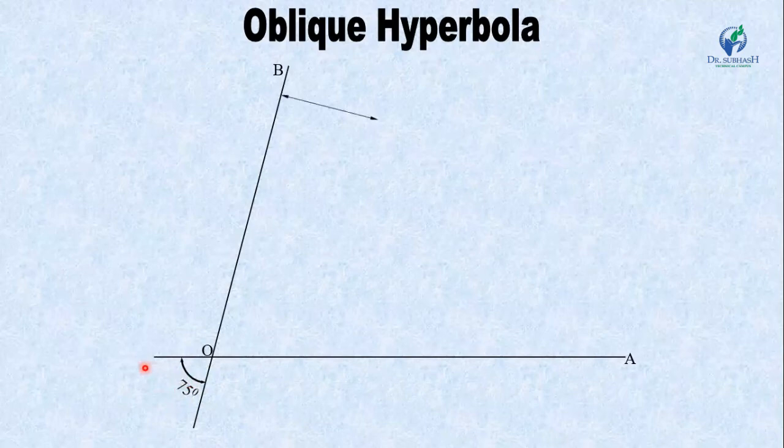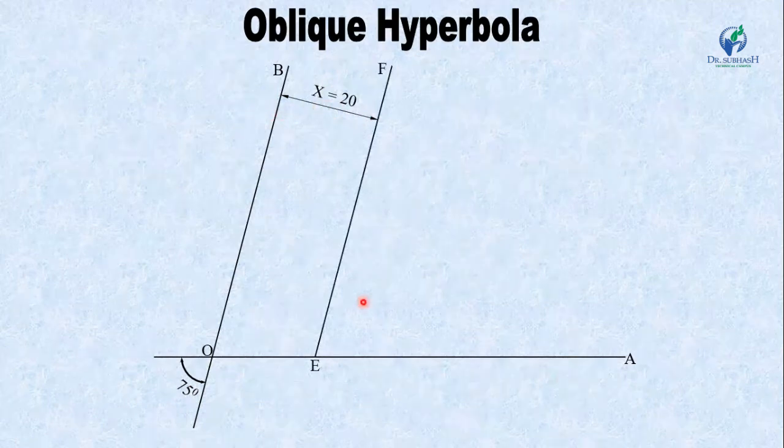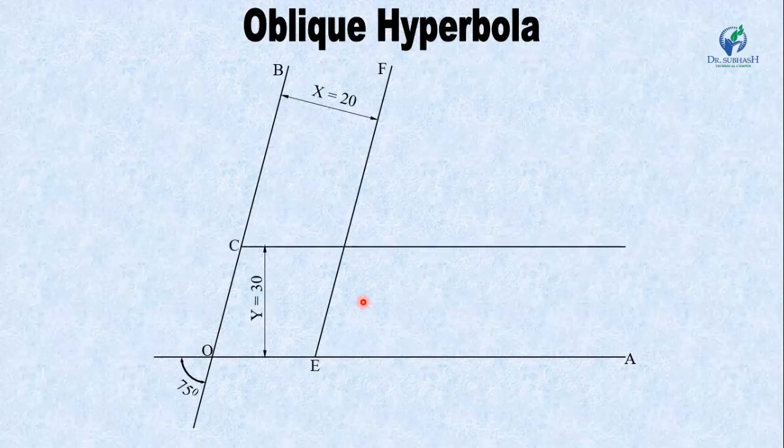Now draw another line which is parallel to OB at a distance of 20 mm. So the x coordinate is 20 mm; draw line EF at a distance of 20 mm. Similarly, the y coordinate is 30 mm, so draw line CD which is parallel to OA. The intersection point of EF and CD is P0, our given point P0.